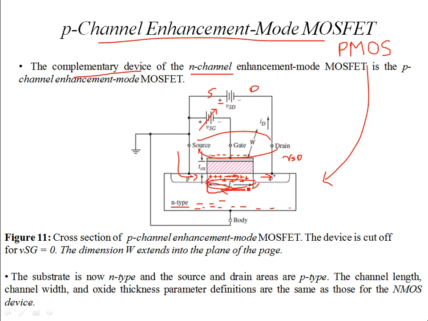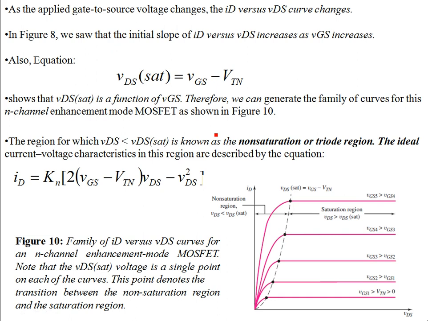The channel depletion region is increasing. The channel size is increasing. So you have more and more charge density. So it results in more mobile charge carriers, and more current is expected if you increase VSG. So the IV characteristics are very similar to NMOS. These characteristics are for NMOS, and you have very similar characteristics for PMOS.